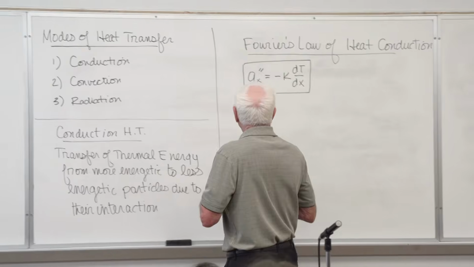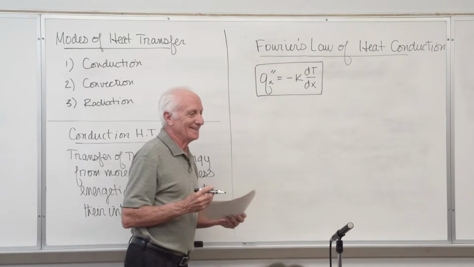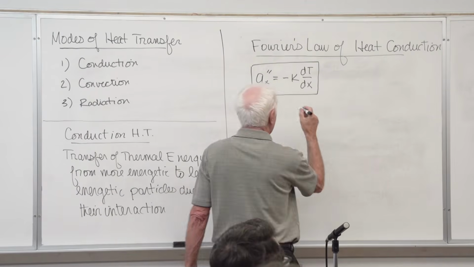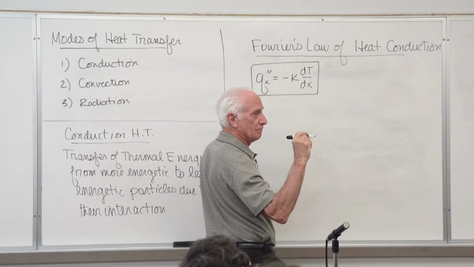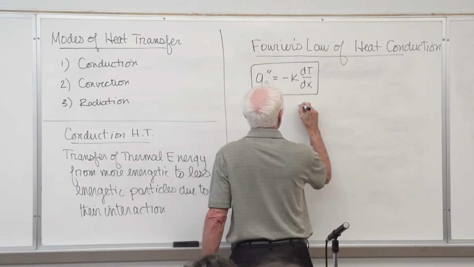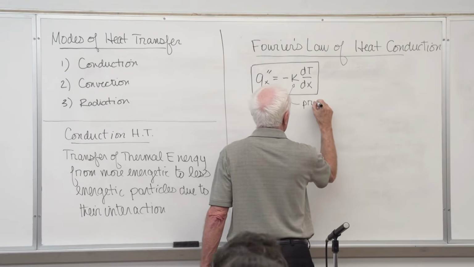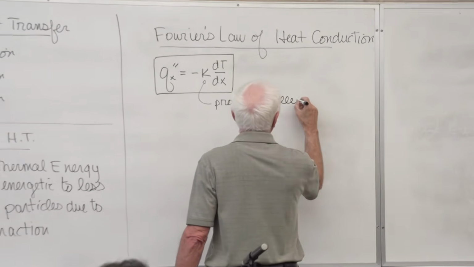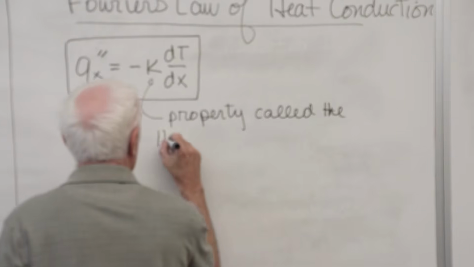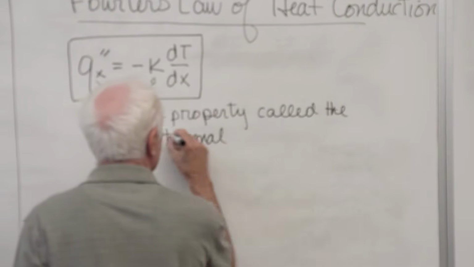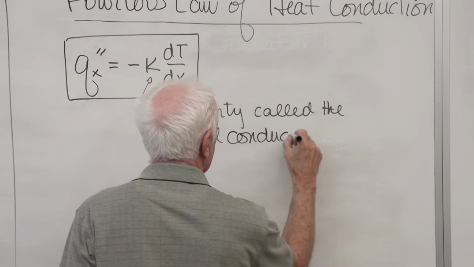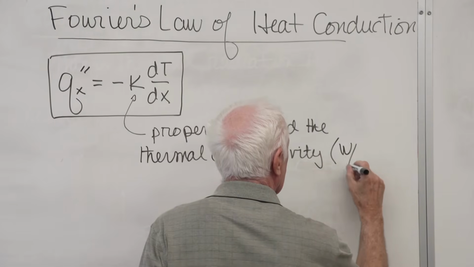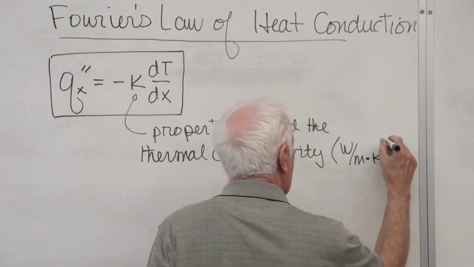Now, that k is a property of the material, in that case the concrete wall. k would be the k of that wall at what temperature? The average temperature, 100 plus 30 divided by 2. So k is a property called the thermal conductivity. It's in watts per meter-K.